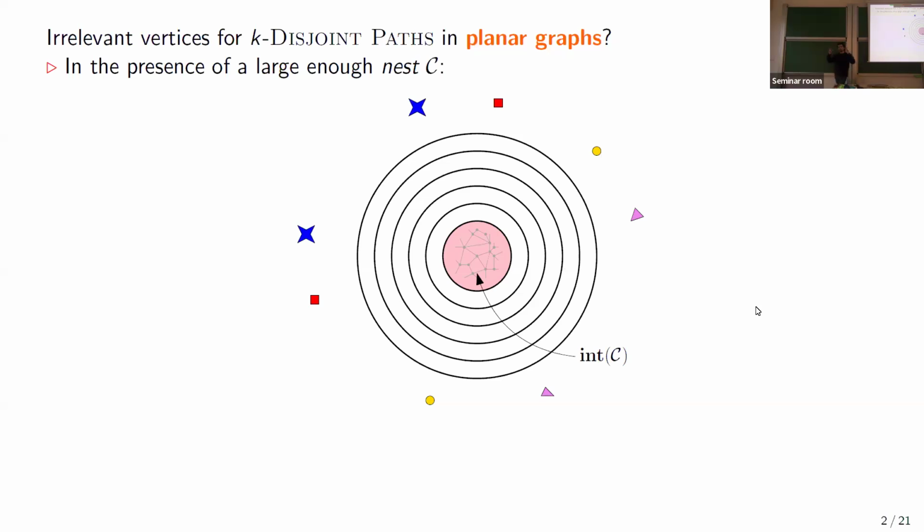What is a nest? It is a collection of cycles embedded on a disk. The outer cycle is bounding a disk, the next cycle is inside this disk, and so on. The terminals of my problem, for the disjoint paths problem, are outside this outer disk. I also have the interior of this nest, that is the inner disk here. When I speak about the nest, I will demand these conditions: this kind of planarity, the terminals to be in the exterior of the nest, and the interior to be non-empty.